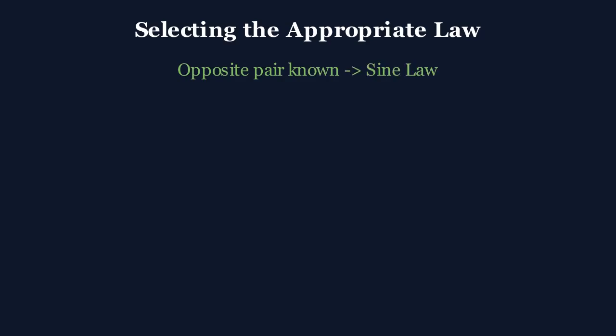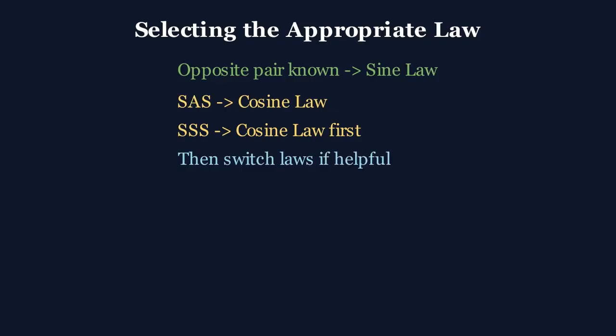How do we choose the correct law? If you have an opposite side angle pair, sine law is usually efficient. If you have side angle side, use cosine law. If you have side side side, use cosine law to find an angle. After one missing part is found, you may switch laws to finish the triangle.